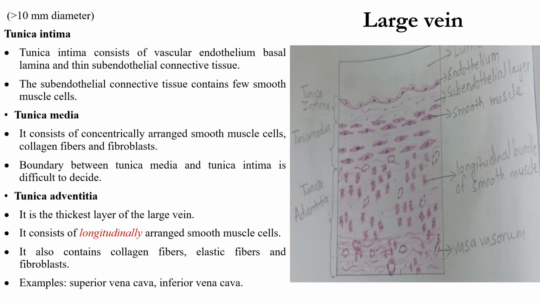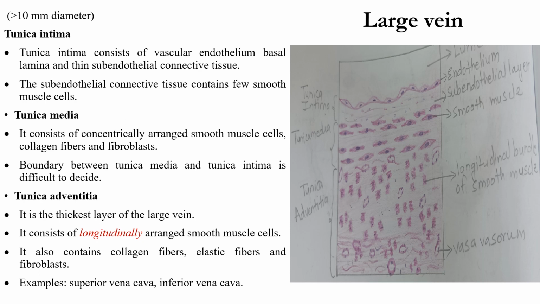When the veins have diameter more than 10 millimeters, they are known as large veins. And the large veins have all the three layers in them: tunica intima, tunica media, and tunica adventitia. Tunica intima consists of vascular endothelium resting on the basal lamella, and they have a thin subendothelial connective tissue which contains few smooth muscle cells in it. Then the tunica media has concentrically arranged smooth muscle cells, collagen fibers, and fibroblasts, and it is difficult to differentiate tunica media from tunica intima.